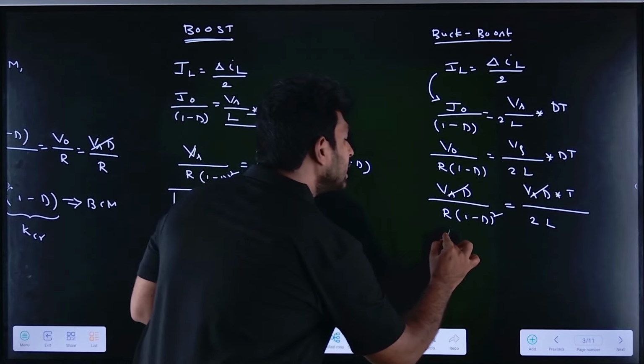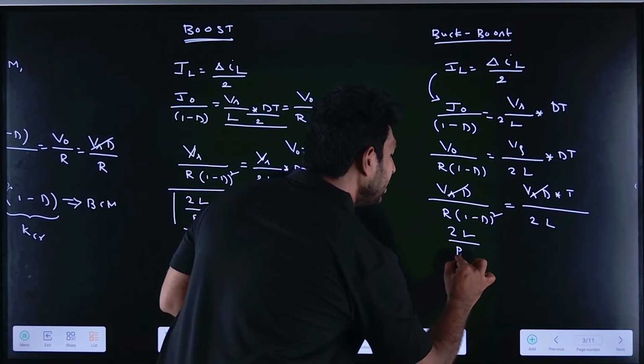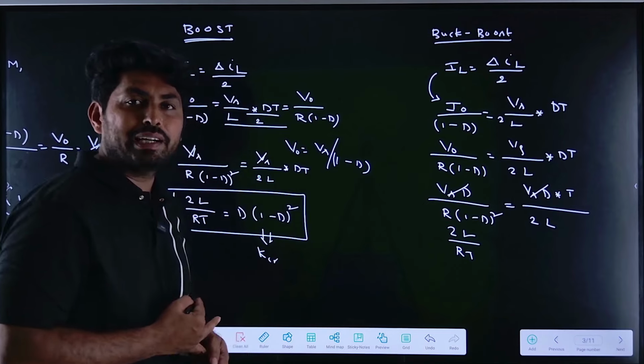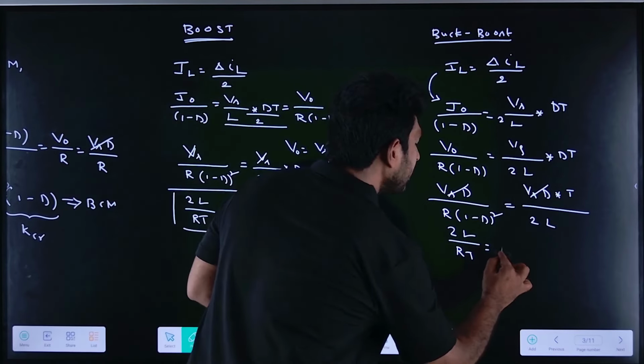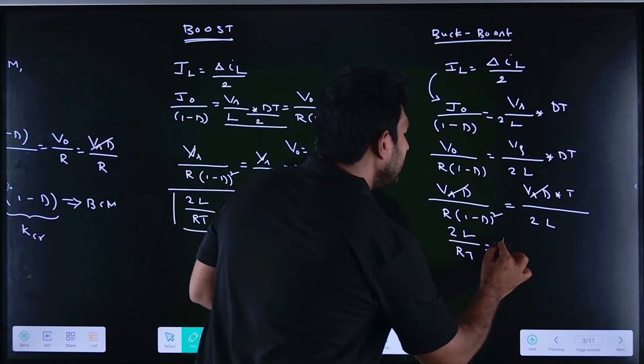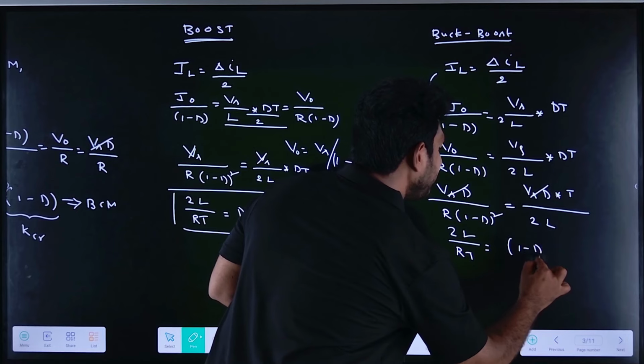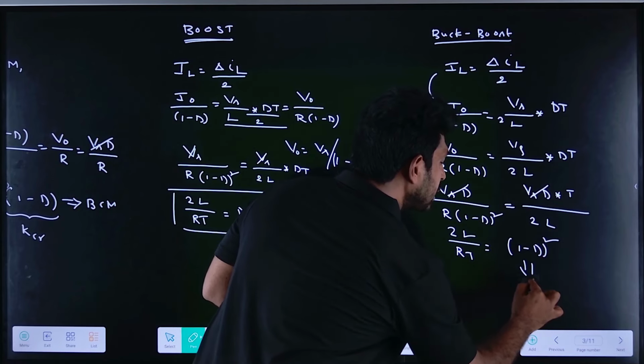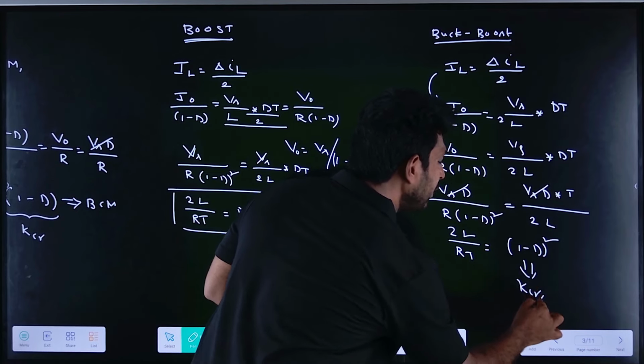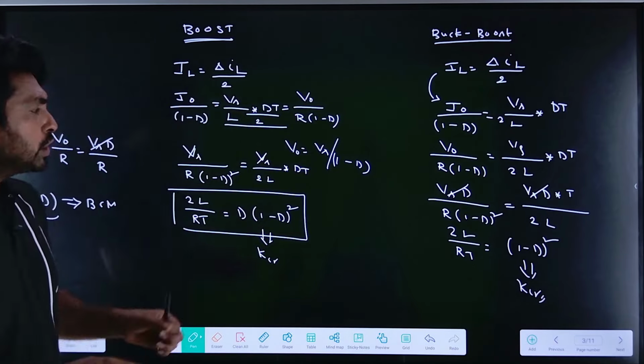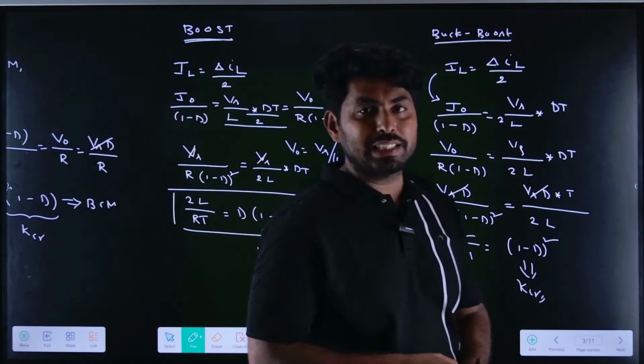So what is our condition here? 2L by RT equals (1 minus D) whole square. So in case of the buck boost converter, K critical will be (1 minus D) whole square. So now let us summarize up to here.